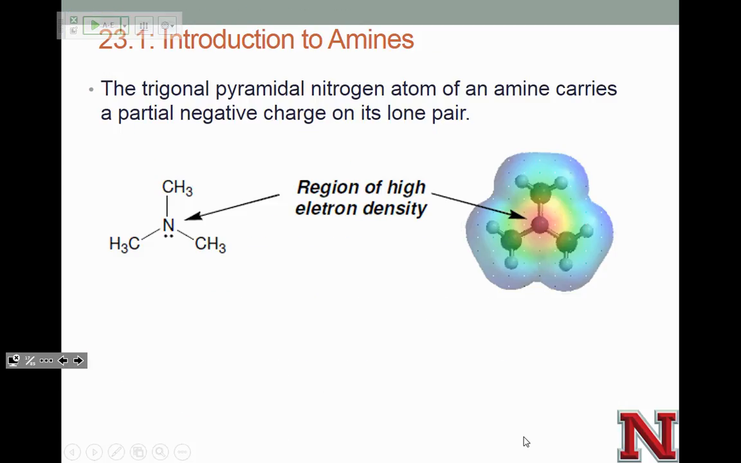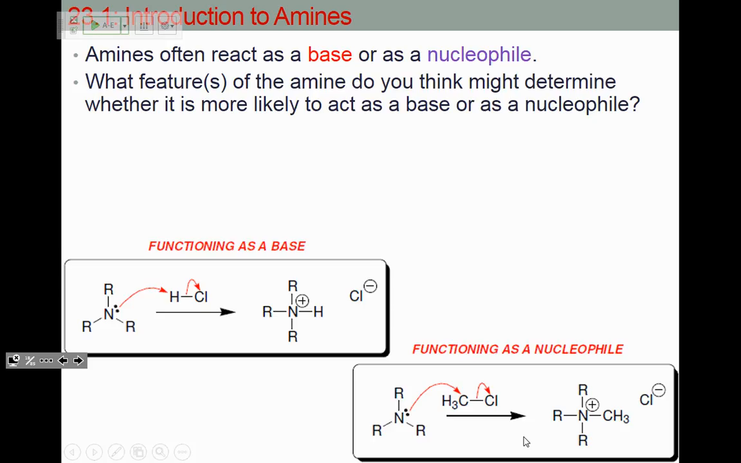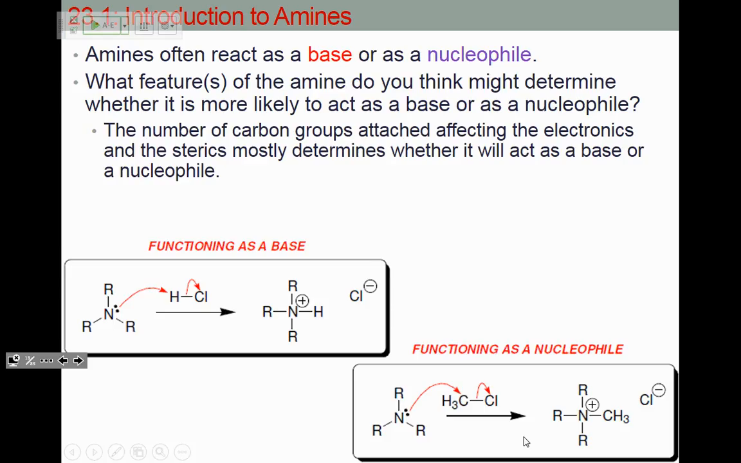As far as dissecting our functional group, we have a lone pair on the nitrogen for our neutral amines. So our negative charge is pretty much on the nitrogen in that region, and that's where we see that red area. We have that lone pair and that electron density. So will it act as a base or a nucleophile? That's one of the more important things for this functional group. Amines often react as a base or as a nucleophile, depending on the amine. So what features are we looking at to determine which it will be?